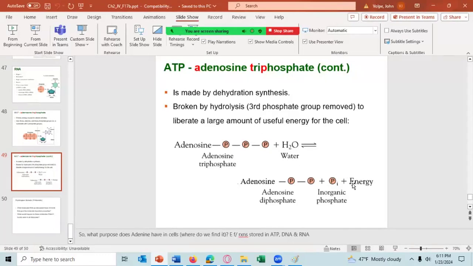You can make ATP by dehydration synthesis by combining ADP, adenosine diphosphate, with the inorganic phosphate molecule and a bunch of energy. That will generate water and then ATP.